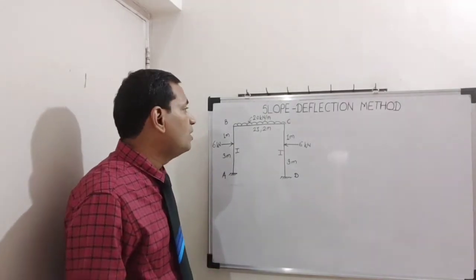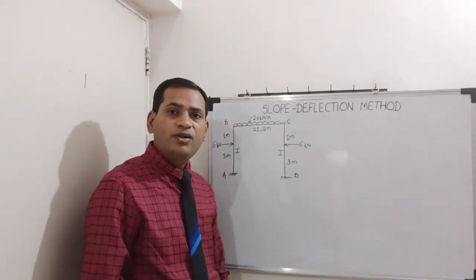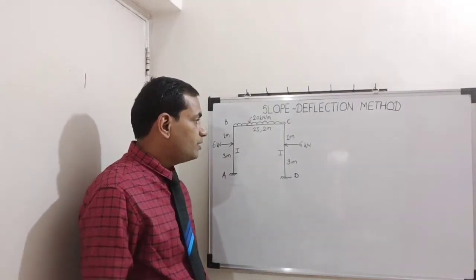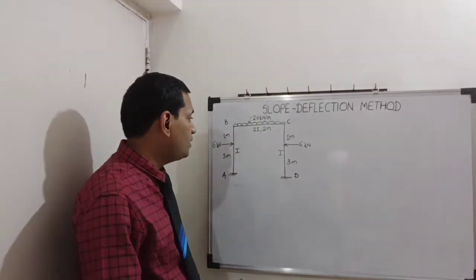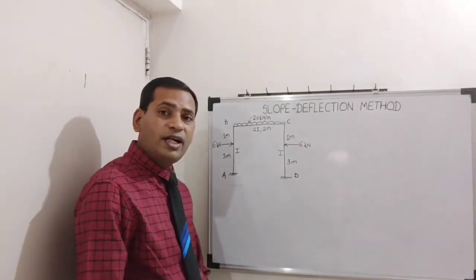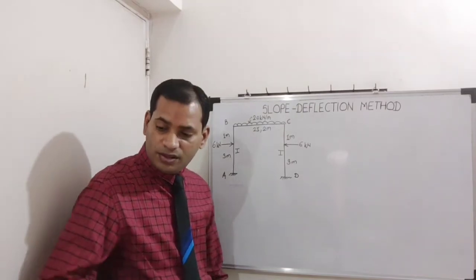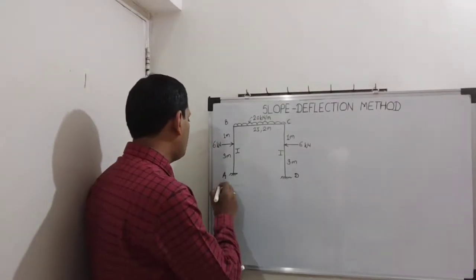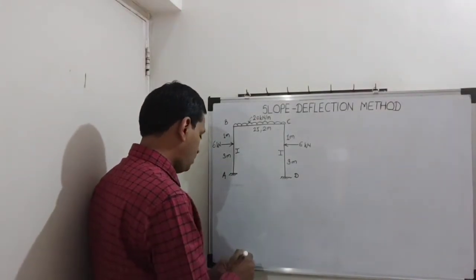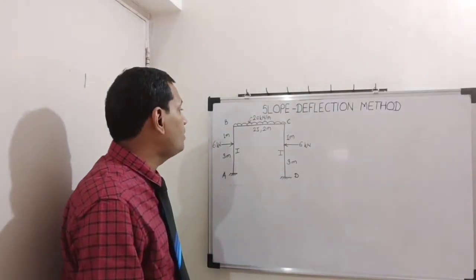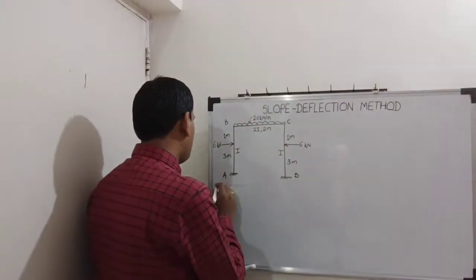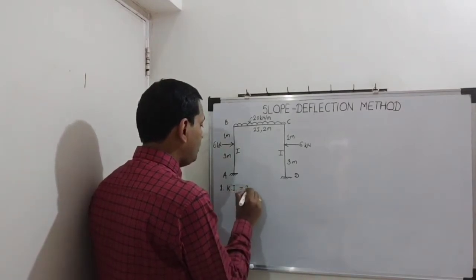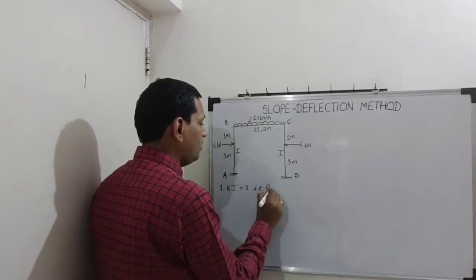As usual, our first step will be to find the fixed end moments. Instead of fixed end moments, our first step will be to find the kinematic indeterminacy of this frame. Just like the previous symmetric portal frame, this portal frame also has kinematic indeterminacy as 2. Which are those two? They are again theta B and theta C.